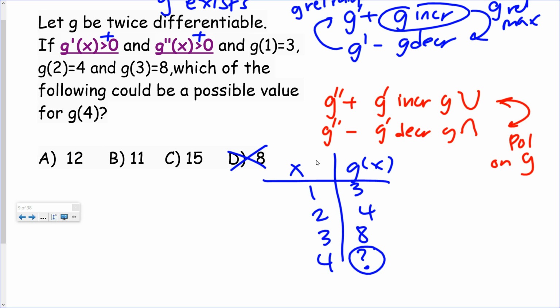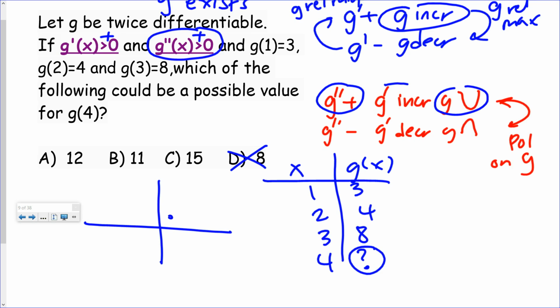All right, next thing I need to know is how am I going to use this G double prime as positive? Well, when G double prime is positive, remember everything on the row is synonymous. So if G double prime is positive, G prime is definitely always increasing, and G is definitely always concave up, wherever G double prime is positive. Okay? Well, let me think about this. I could draw this thing. Let's see, 1, 3, 2, 4, 3, 8. If this is my G graph, it's always increasing and it's always concave up. You guys good with that? At least between 1 and 4. So if that's true, I don't know that concave up will help me.